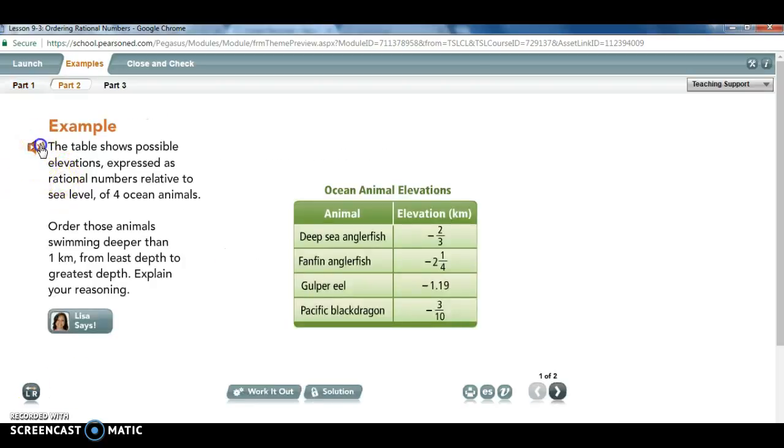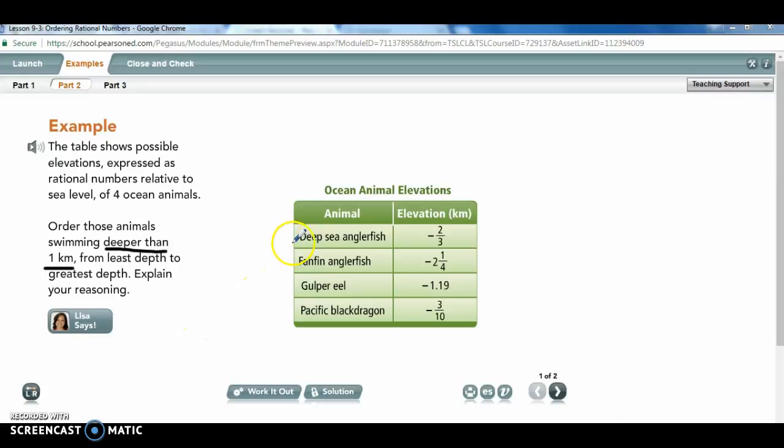Moving on to part 2. The table shows possible elevations, expressed as rational numbers relative to sea level, of 4 ocean animals. Order those animals swimming deeper than 1 kilometer, from least depth to greatest depth. Explain your reasoning. One important factor here is to order those animals swimming deeper than 1 kilometer, meaning anything that is less than 1 kilometer is not going to count.